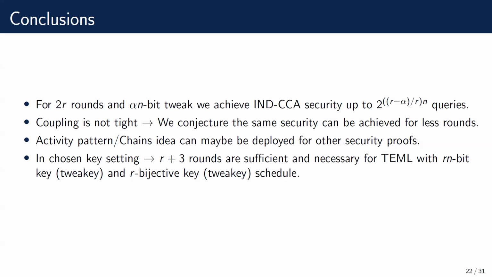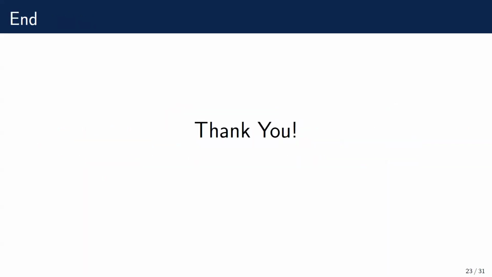Also, our ideas, which are looking at all the events together and the chaining idea, can maybe be deployed for other security proofs. And something I have not shown, that in the chosen key setting, we show that r+3 rounds are sufficient and necessary for our construction with rn-bit key or tweak key and r bijective key schedule. Thank you for your attention.